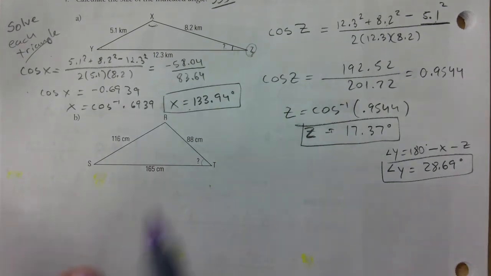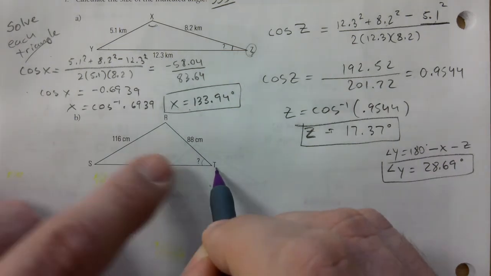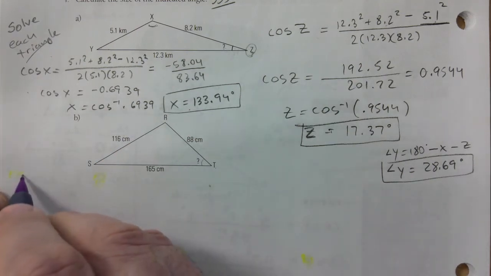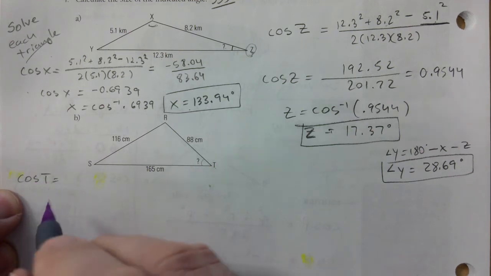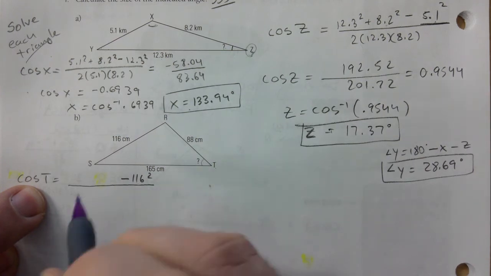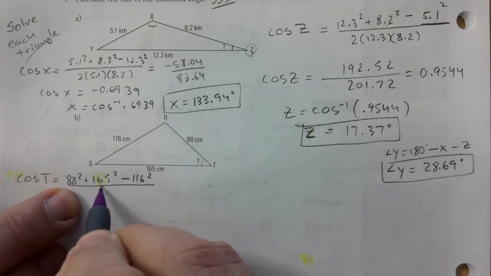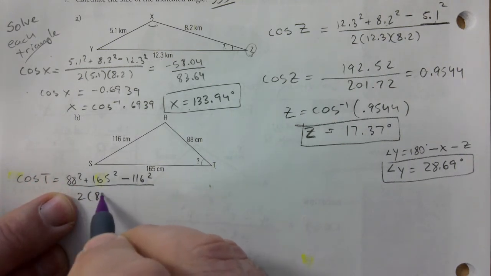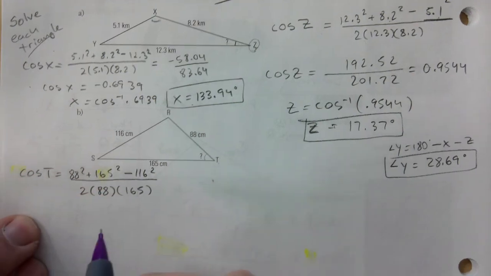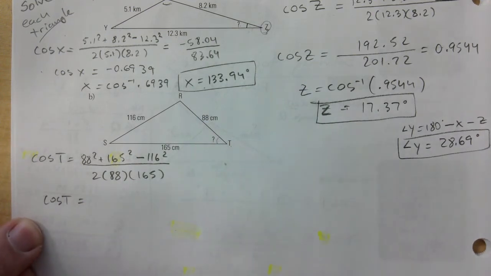Okay. Question B, they're asking for angle T. So it's going to be across 116. I'm going to try to be a bit more conservative with my time, with my space here. I'm going to go minus 116 squared here, no decimals. So the other two sides are here added. And then 2 times 88 times 165, right? Copy these down here. And then my next line is figuring out what that is.